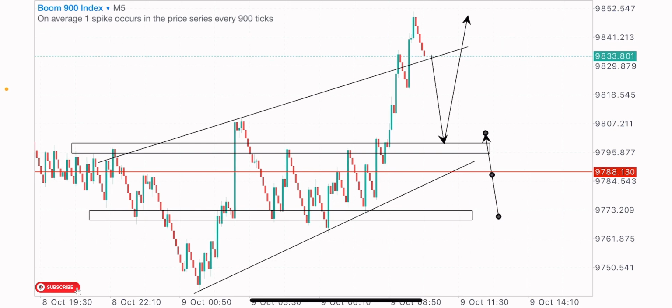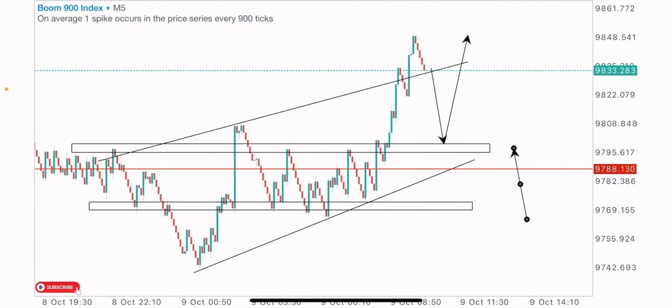That's how to catch the spikes and the crashes on the boom and crash index market. Work with the 5 minute time frame, identify the market trend first on the 5 minute time frame, then spot the market levels and zones on that 5 minute time frame. If the market is in an uptrend on the boom index market, look out for buy opportunities. And if the market is in a downtrend on the crash index market, look out for sell opportunities. So do well to implement this strategy and see how effective and profitable it can be.